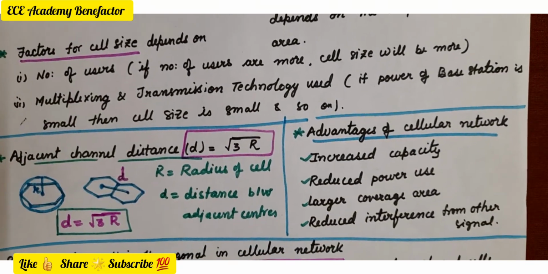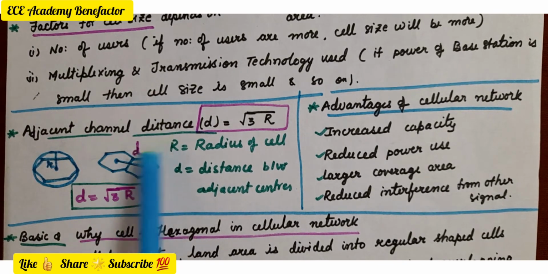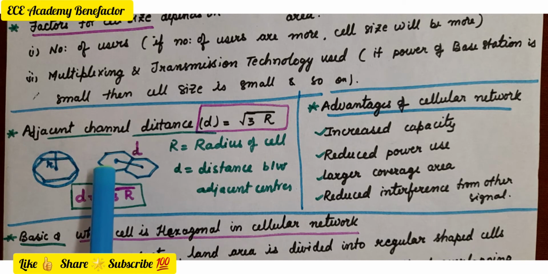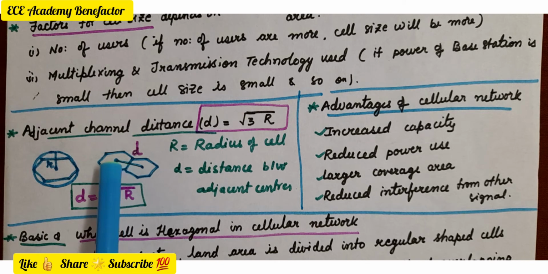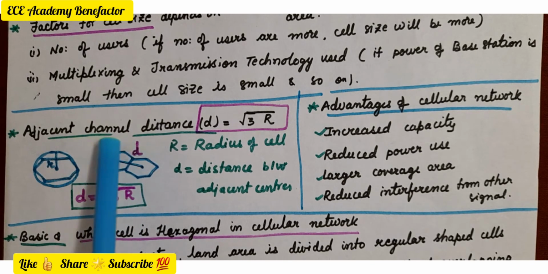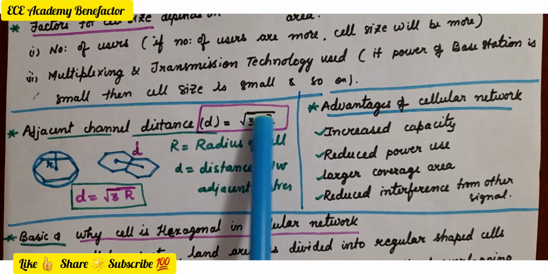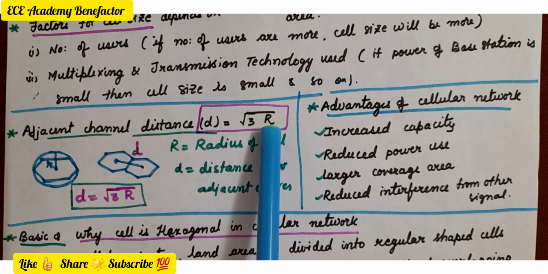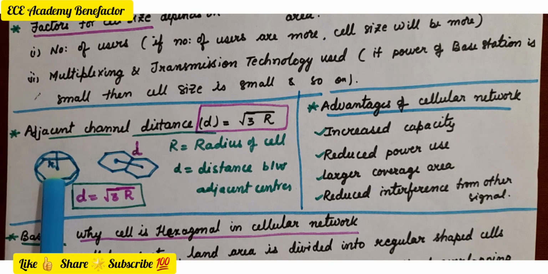Next one is adjacent channel distance. What is adjacent channel distance? So here this is cell 1, cell 2. Okay. Let us take the center point of cell 1 and the center point of cell 2. The distance between these two centers is known as D. D is the adjacent channel distance, which comes to be root 3 times r, where r is the radius of each cell.